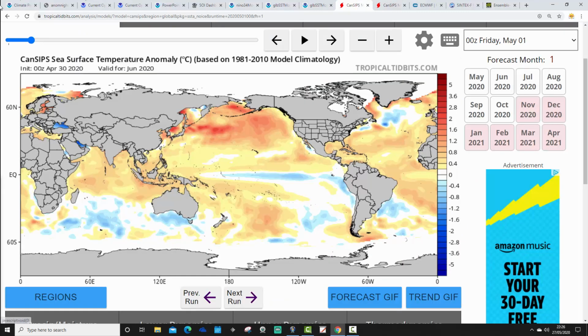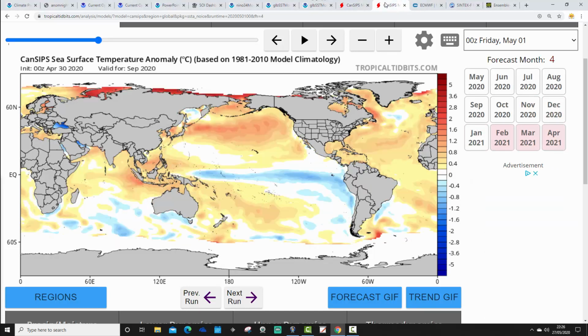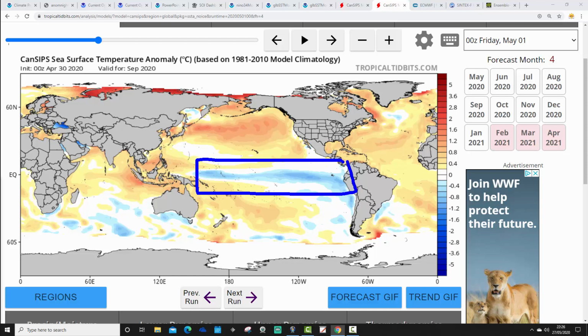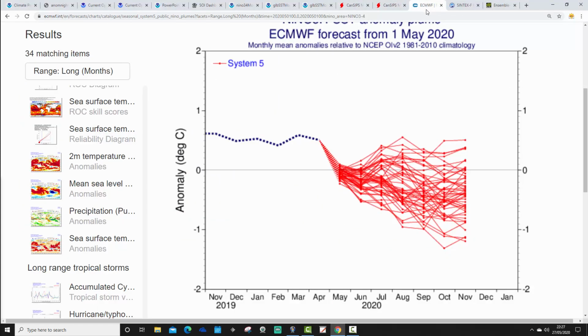This is how CanSIPS is forecasting things. This is from tropicaltidbits.com, of course. So again, June sea surface temperature anomaly showing a rather weak signal for a La Nina. But by September, we see that has strengthened and expanded out as well. So yes, we could be finding ourselves moving towards La Nina setting up through this summer, if both CFS and CanSIPS are correct. ECM looks like that, so the ECMWF is also moving towards a La Nina, I think.